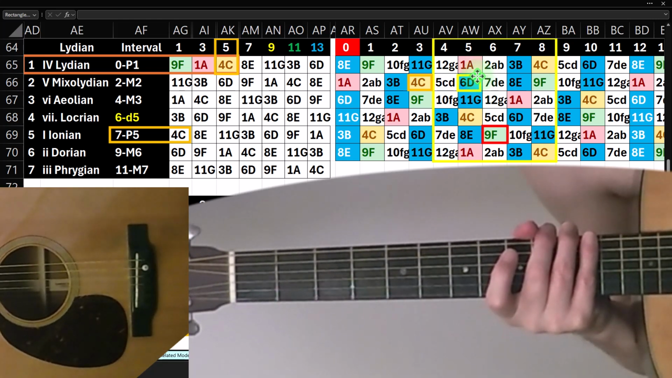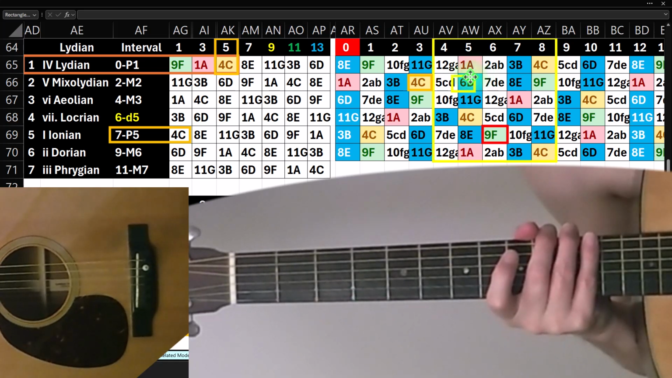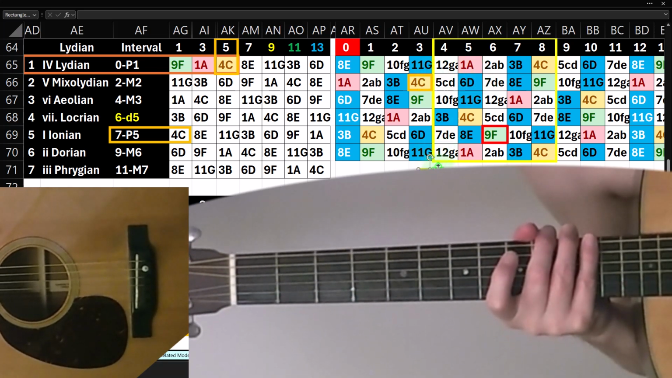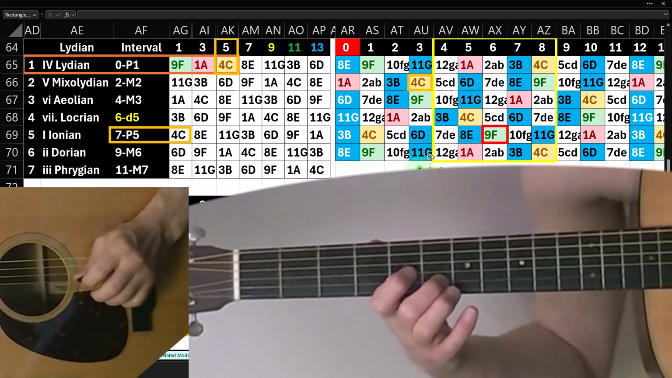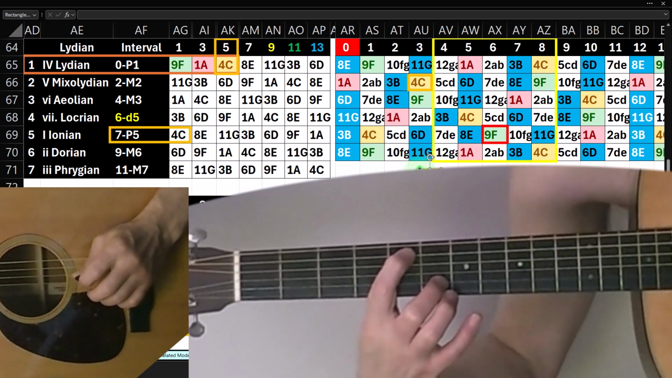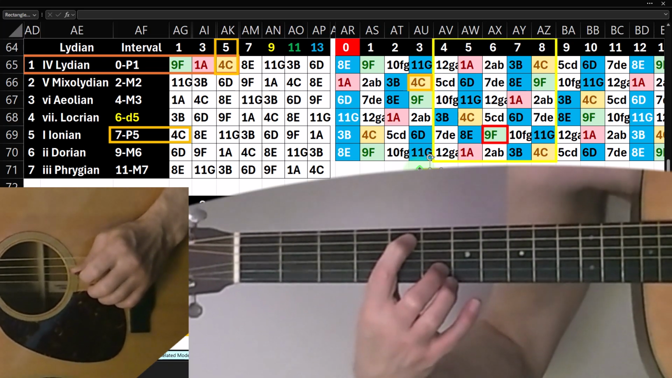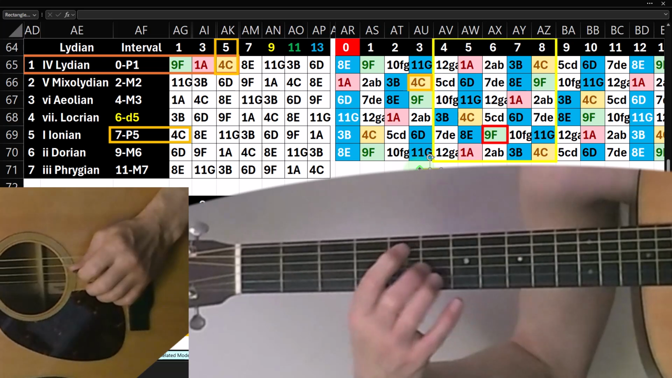So 15 minus 12 is -3, -3, 4, 5. Let's count it out this way. So I'm going to say -5, -10, -15. Only 12 notes in the musical alphabet. So 15 minus 12 is -3, 4, 5.